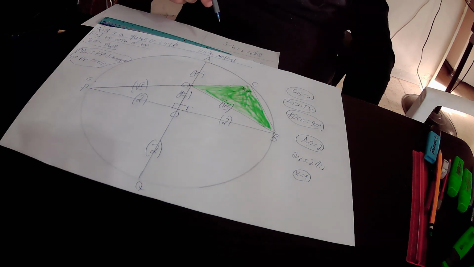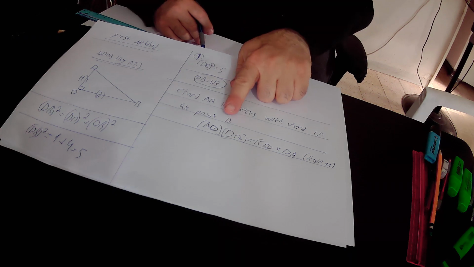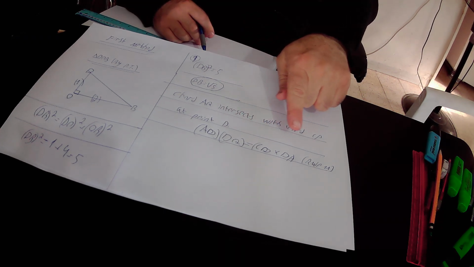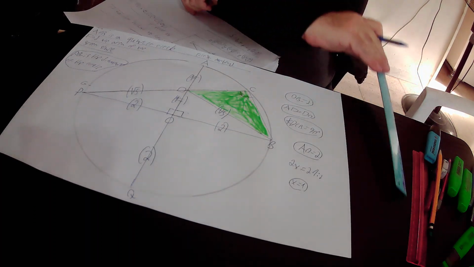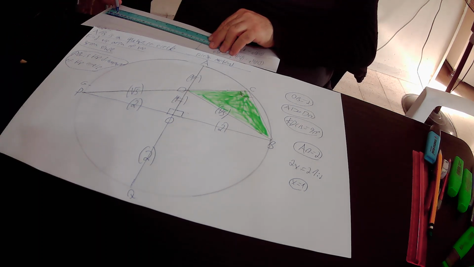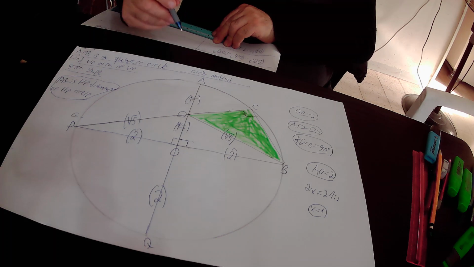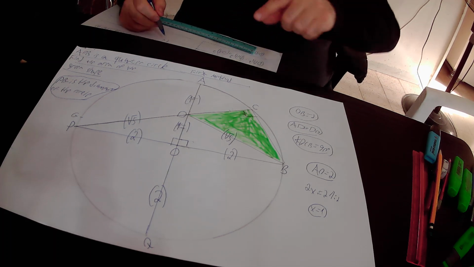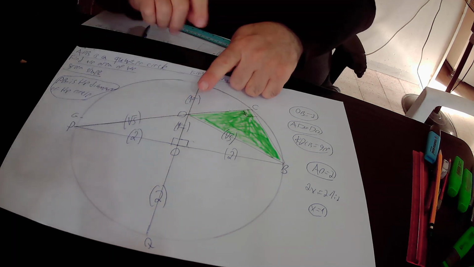Repeat again, according to rule 11, AD times DQ equals CD times DP. AD is 1 times DQ. DQ in total equals 1 plus 2, that is 3.